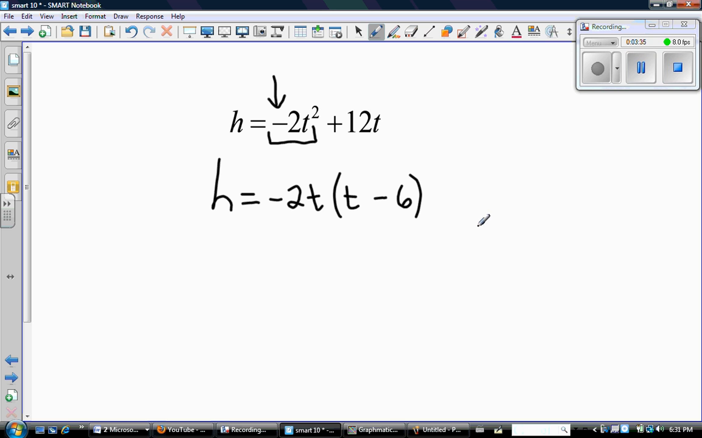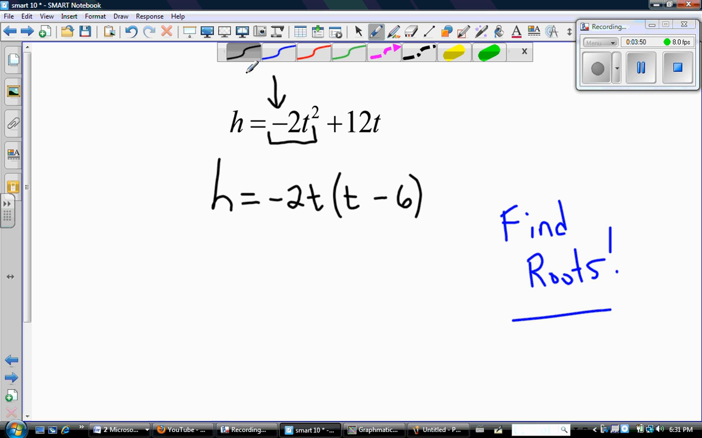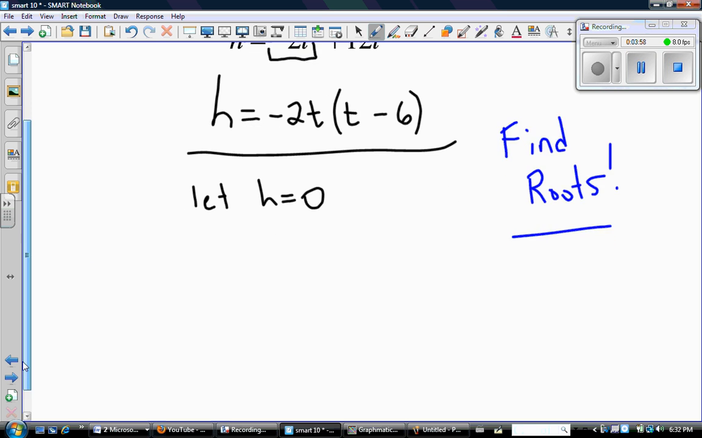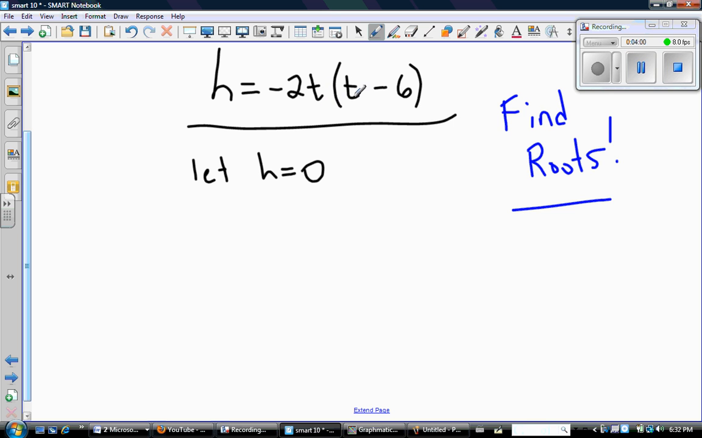Now that we've factored it, the whole big reason why we like factored form is that we can find the roots. And how do you find the roots? Well, you find the roots by letting y equal 0, or in this case, we're going to let h equal 0. Because the roots are another fancy word for either x-intercepts or, in this case, the t-intercepts. So let h equal 0.